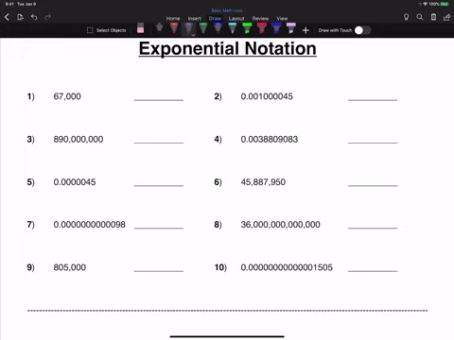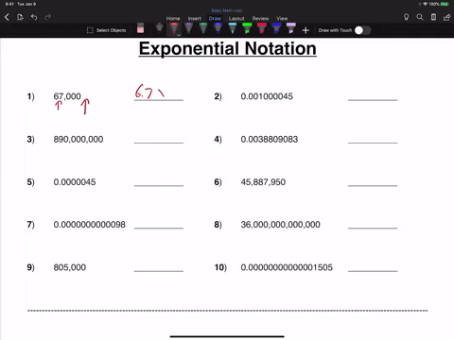So we'll do number 1 together. In problem number 1, we have the number 67,000. Well, the first thing I need to do is to reposition the decimal point. Now, there is no visible decimal point here, so we all understand that the decimal point is currently in this location here. I want to move the decimal point so I create a number between 1 and 10. So if I move the decimal point between the 6 and the 7, that will give me the mantissa of 6.7. And that would be the proper place to put it.